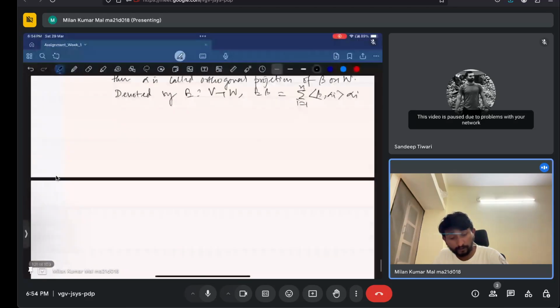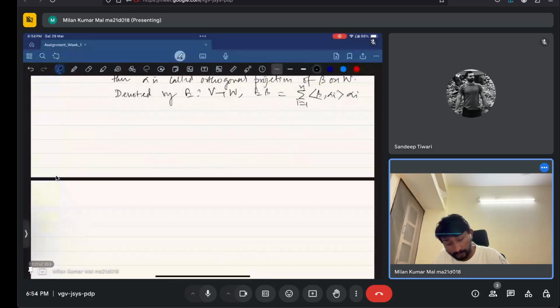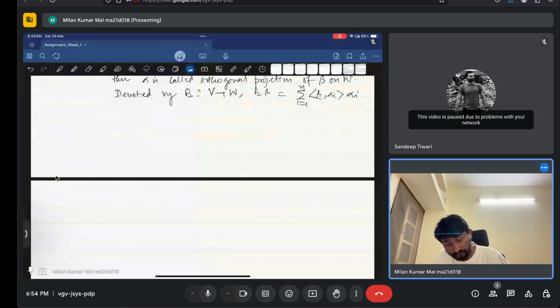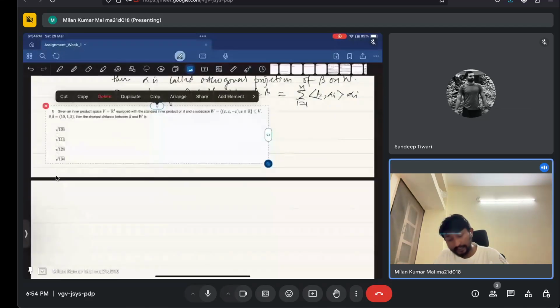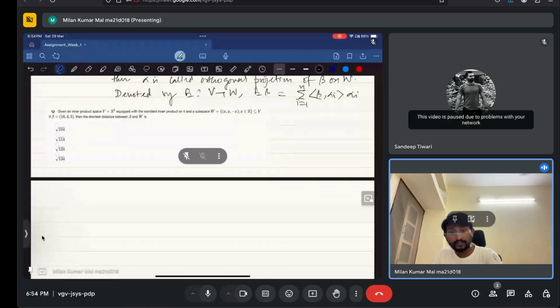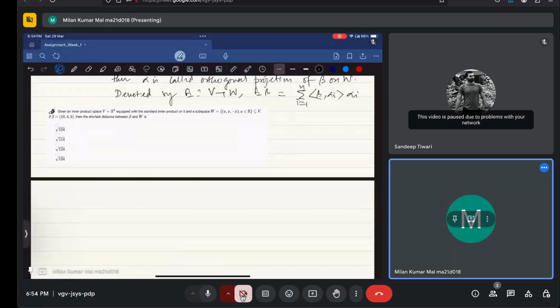So let's go to the problem. The question says: given an inner product space R3 with the standard inner product and a subspace W spanned by 1, 1, minus 1, and beta is 10, 4, 5, find the shortest distance between beta and W.